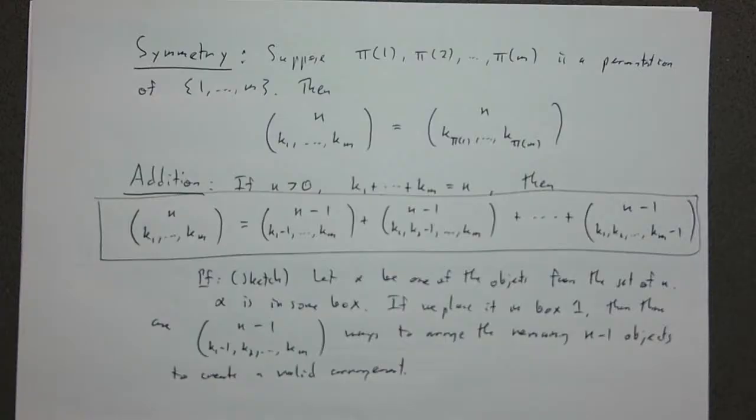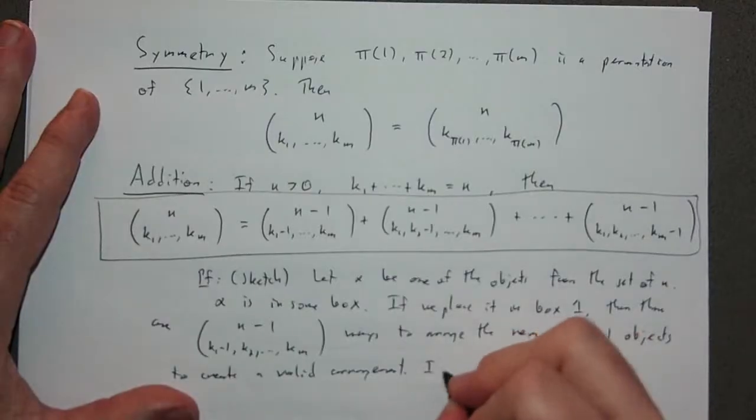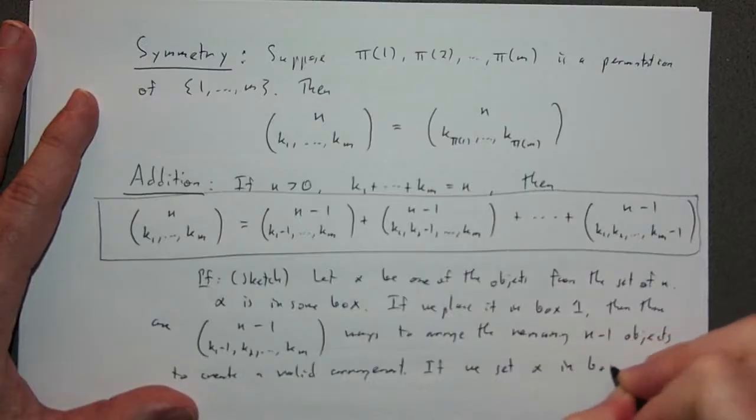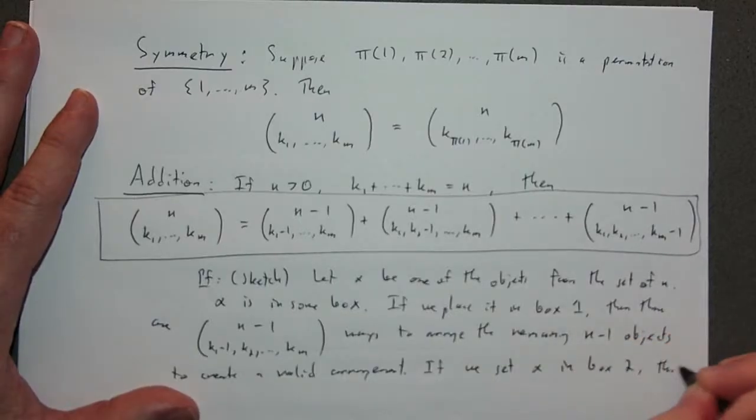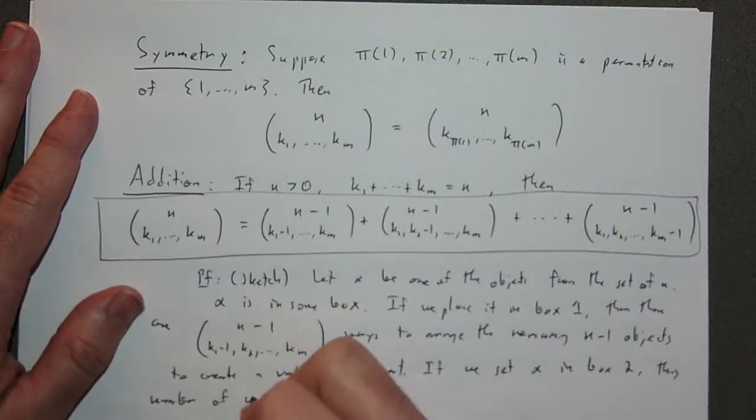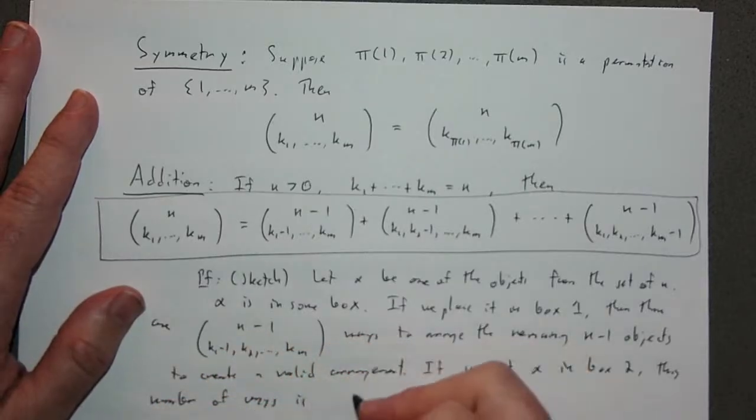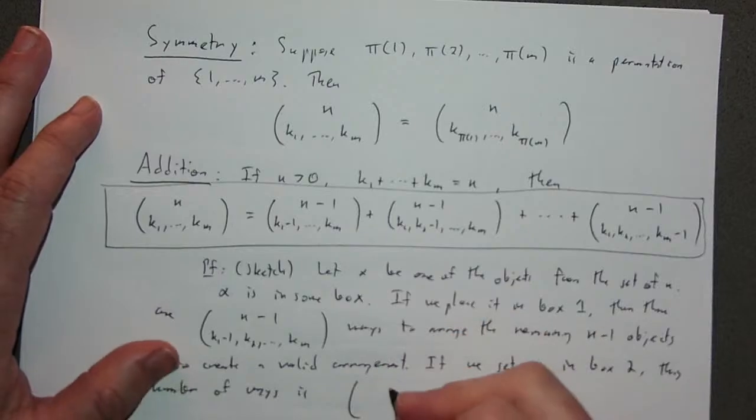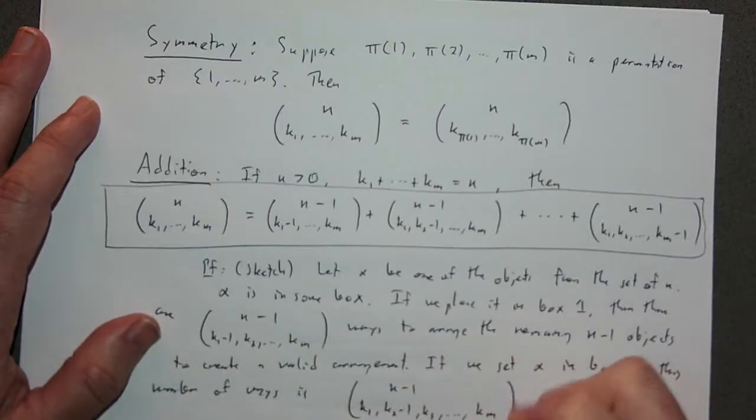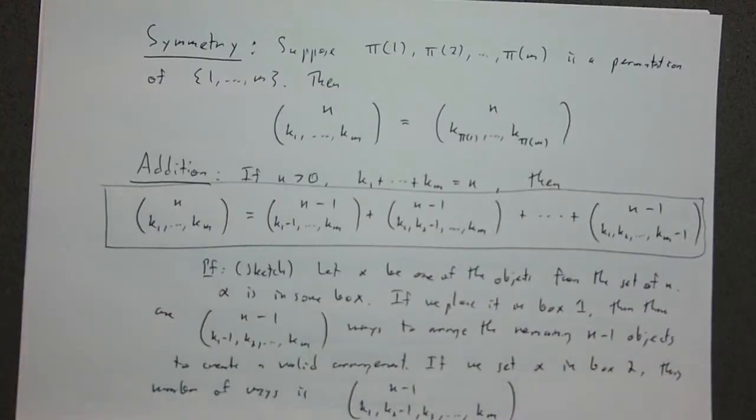But then if we put alpha in box 2, this number of ways is n minus 1 choose k1, k2 minus 1, k3, and then the rest are the same, to complete the assignment of objects to boxes.